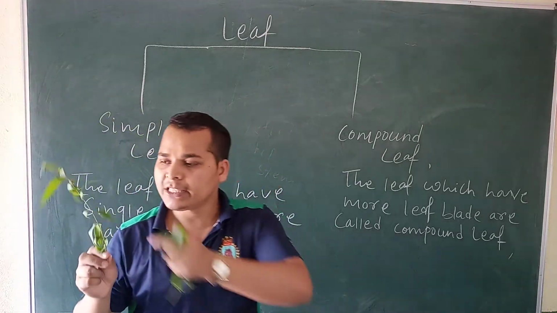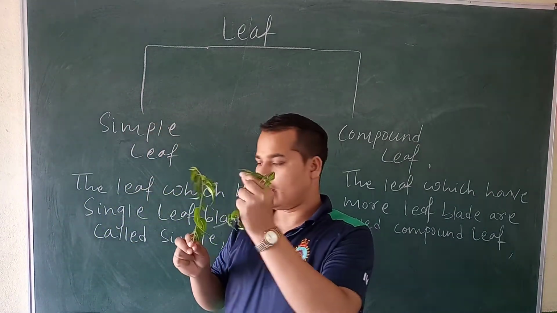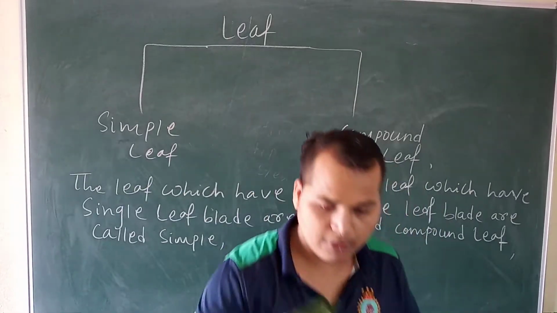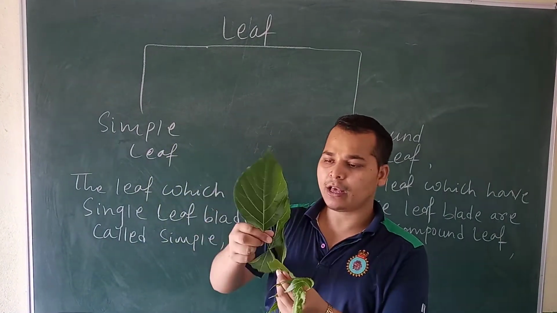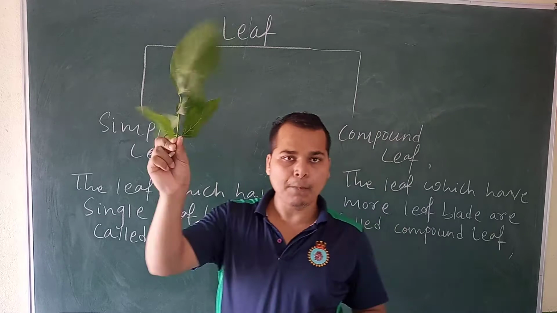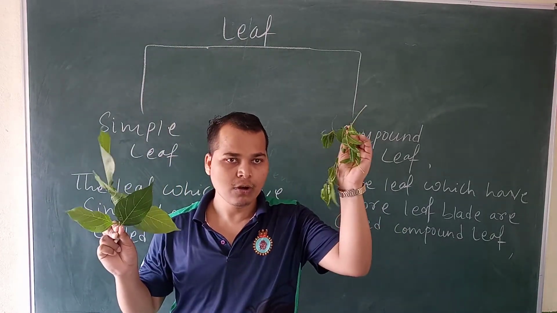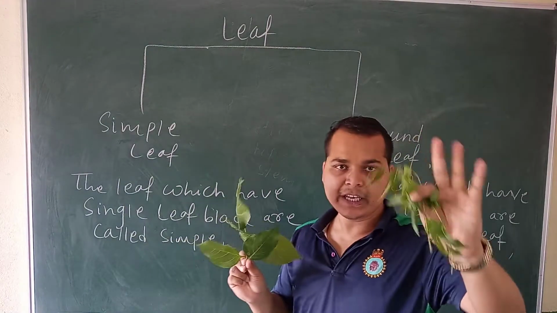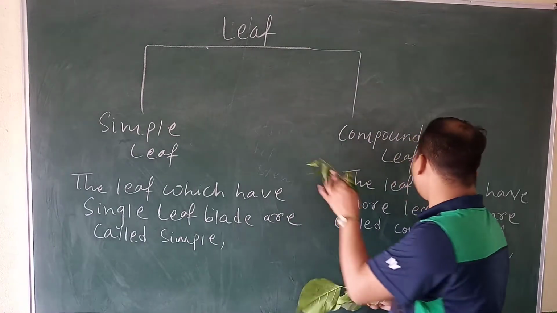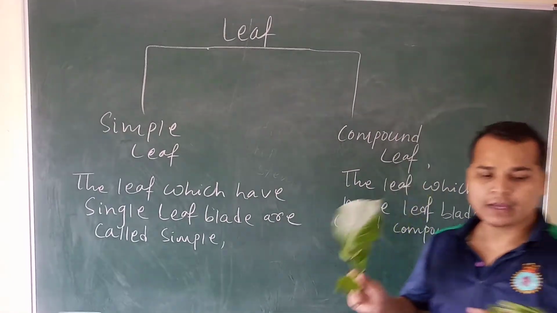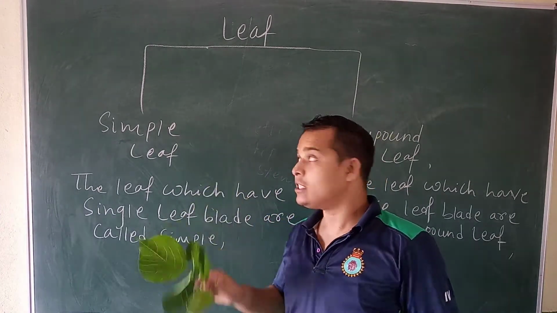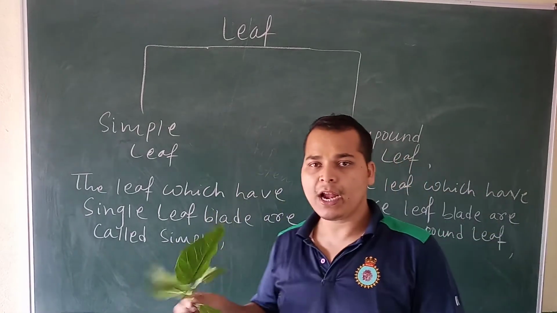Compound leaf means a central rib that has so many leaflets. From here you can observe this central leaf, but it has only one leaf blade. Yes or no? One leaf. So it is a simple leaf, and this is a compound leaf. The leaf which has a single leaf blade is called a simple leaf. And the leaf which has more leaf blades, so the leaf blade is more, is called a compound leaf. Yes or no? So this is the idea about simple and compound leaves.